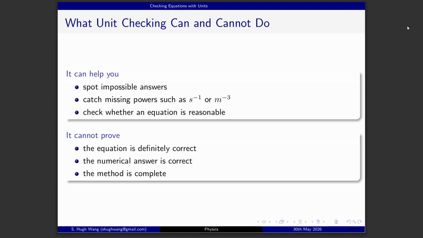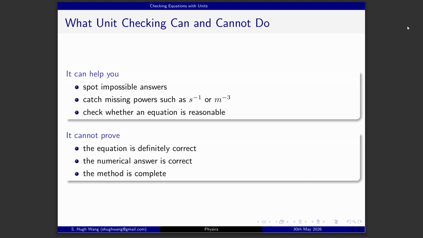Unit checking is a very useful habit, but we need to understand what it can and cannot do. It can help you spot impossible answers. For example, if a velocity answer has the unit meter, you know something is wrong. It can also help you catch missing powers, such as writing s instead of s^-1, or writing m cubed instead of m^-3. It can also help you check whether an equation is reasonable.